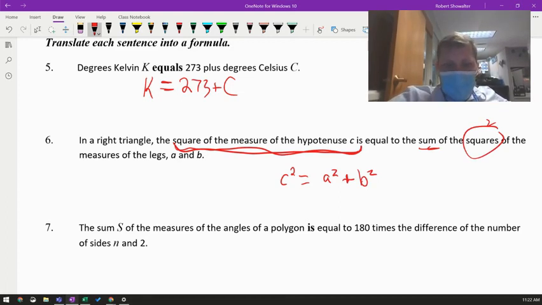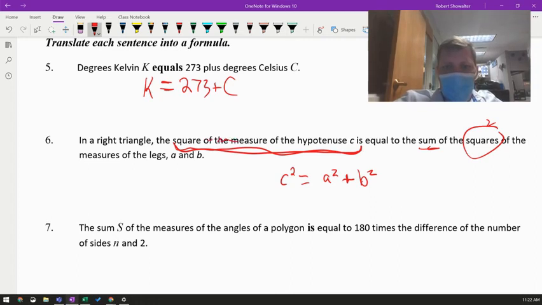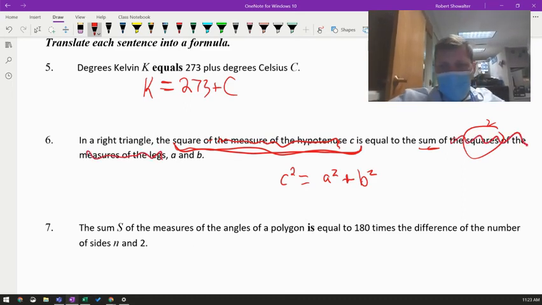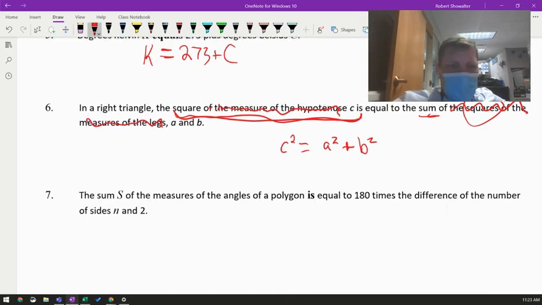We could simplify this. The square of C is equal to the sum of A and B. That makes it a little bit easier to understand. If you can take out some of the context when you're doing it, maybe it'll simplify. All right, last one here.